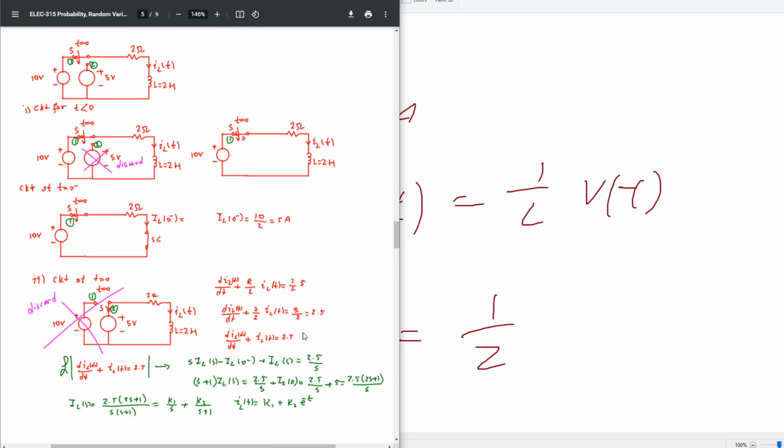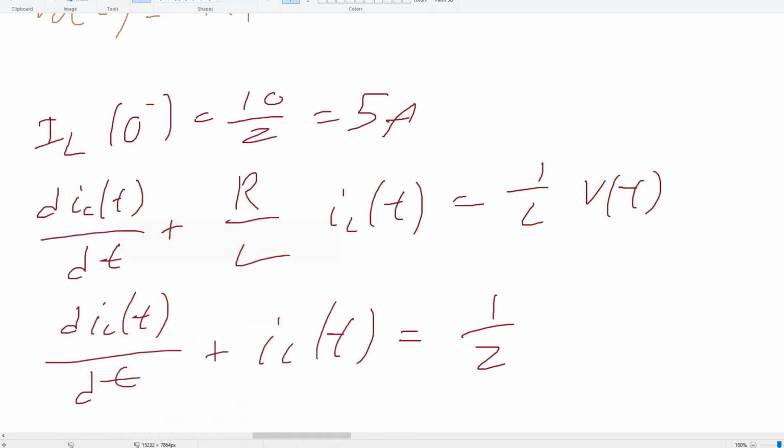Oh no, I'm sorry. It's because t is greater than 0. I always forget to do this. I always think it's the opposite one. This is for t greater than 0, so this V(t) is going to be 5. So this is 5 over 2, also known as 2.5. Right.